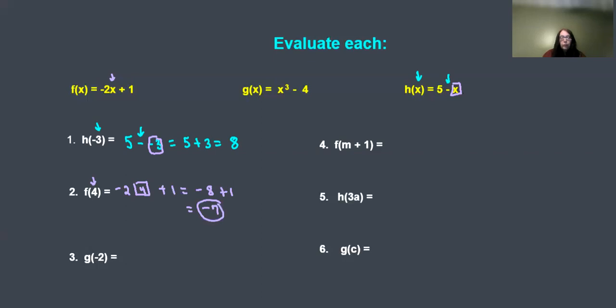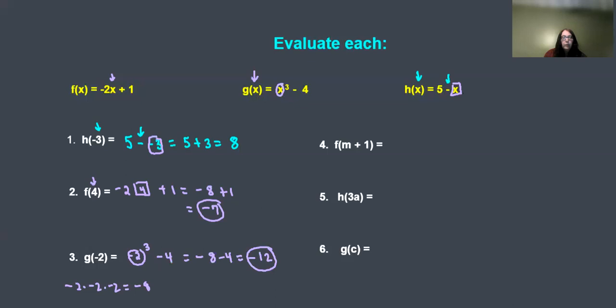Now, g of -2. So now we're replacing x with -2. So here's my x. I'm going to replace that with -2. And I've got to cube that, -4. Well, -2 times -2 times -2 is -8. So then I have -8 minus 4, which is 8 negatives and 4 negatives gives me 12 negatives.